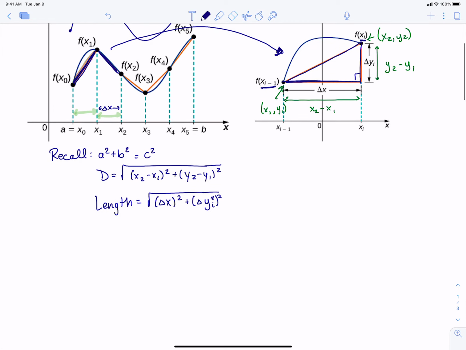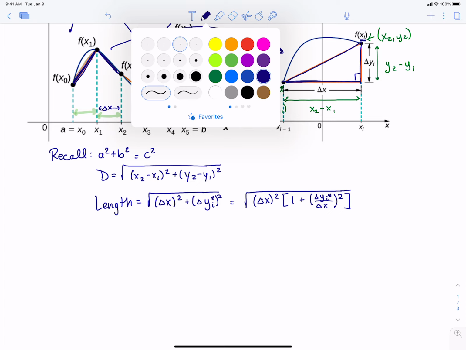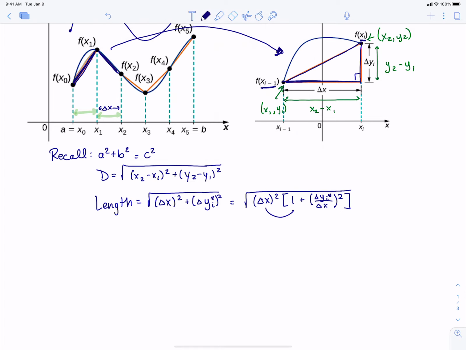Now we're going to rewrite this a little bit, and do a couple of tricky things. I'm going to factor out a delta x from the expression underneath our square root. So I'm just factoring that out. If I multiplied this back through, we get exactly back where we started.